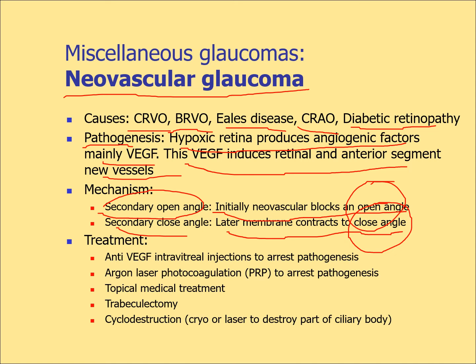The treatment is to treat the cause. Anti-VEGFs are given into the vitreous cavity to stop the process of neovascularization. Pan-retinal laser photocoagulation is done for the same purpose. Then you can do the topical medical treatment like we do in other types of glaucoma. Then you switch on to trabeculectomy and cyclodestruction, which means destroying the ciliary body so that the production of the aqueous is less than what it is, to reduce the pressure in the eye.